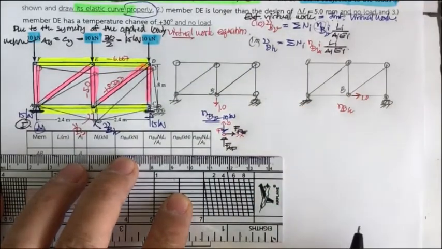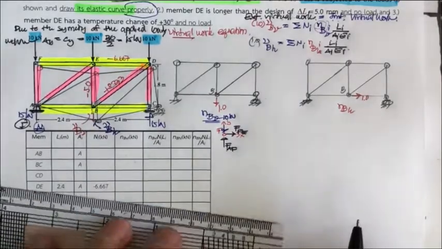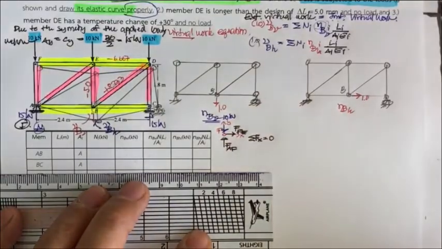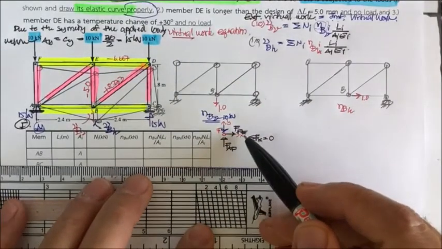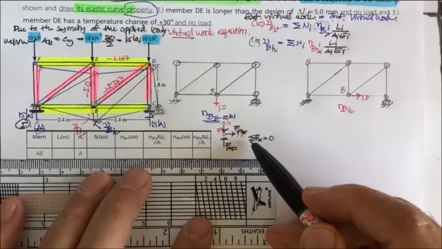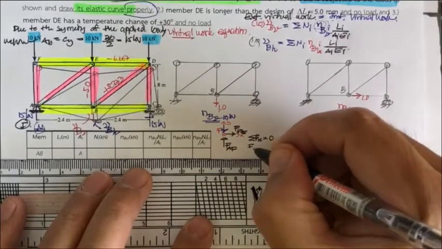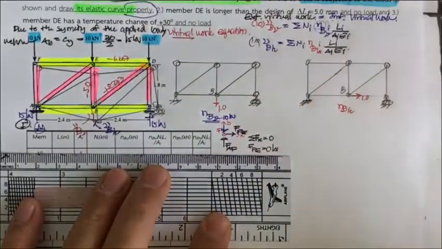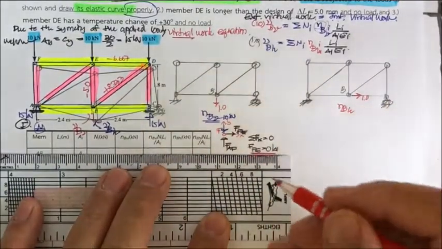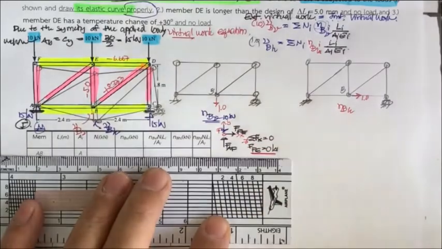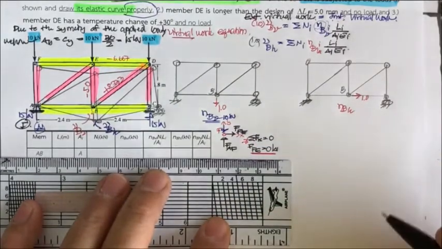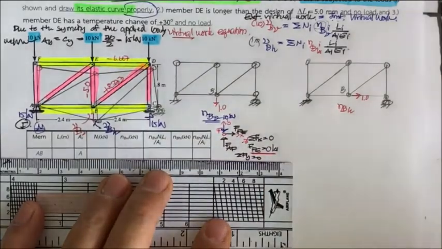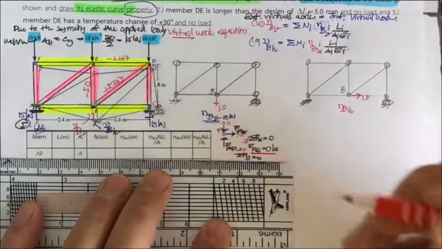And you can see that if you do the summation of F sub X equal to 0, what you get is F sub FE is 0. So F sub FE equal to 0 kilonewton. That is the first one we have. And then we put this as positive. And the next one, if you do the summation of F sub Y equal to 0, this time you put this one up as positive.